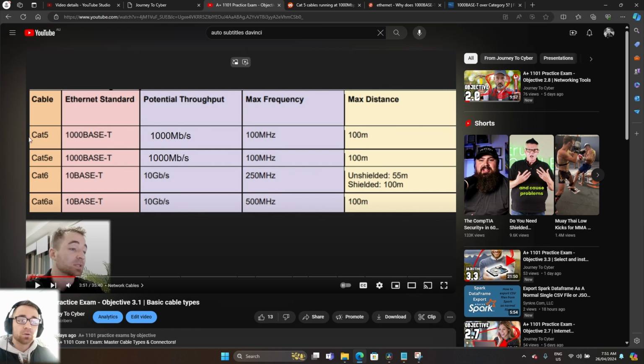So just remember, Category 5 and Category 5e both operate on 1000 base T. They both have a potential throughput of 1000 megabits per second. And Category 5 is older. You can't really buy it anymore. Category 5e is newer and is the one that's currently sold in retail outlets. Hopefully that clarified things, guys. If you have any issues, let me know in the comments below. But that's how I want you to think of it for your exam. That is my advice.